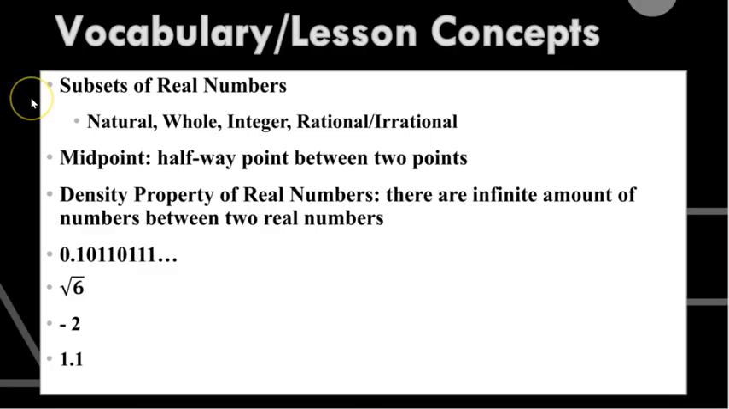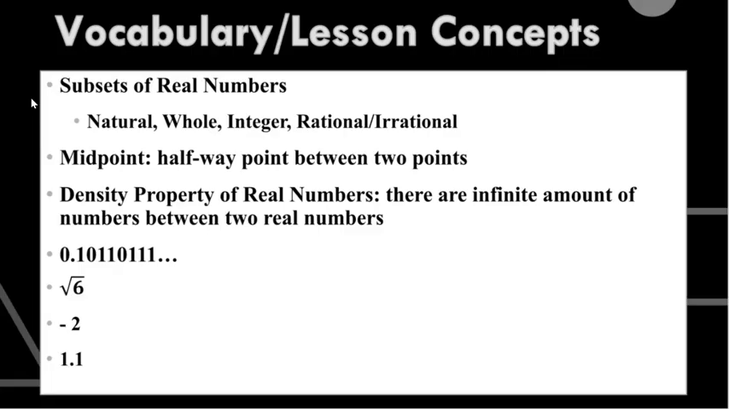When they talk about subsets of real numbers, they're referring to natural, which is our counting numbers, 1, 2, 3, 4, 5, and so on. Whole numbers is all the natural numbers, but including 0, so 0, 1, 2, 3, and so forth. Integers are positive and negative whole numbers, including the 0. And then we have rational and irrational. Just remember, rational numbers can be written as fractions or decimals that end or repeat. Irrational numbers are decimals that never repeat and they never end.